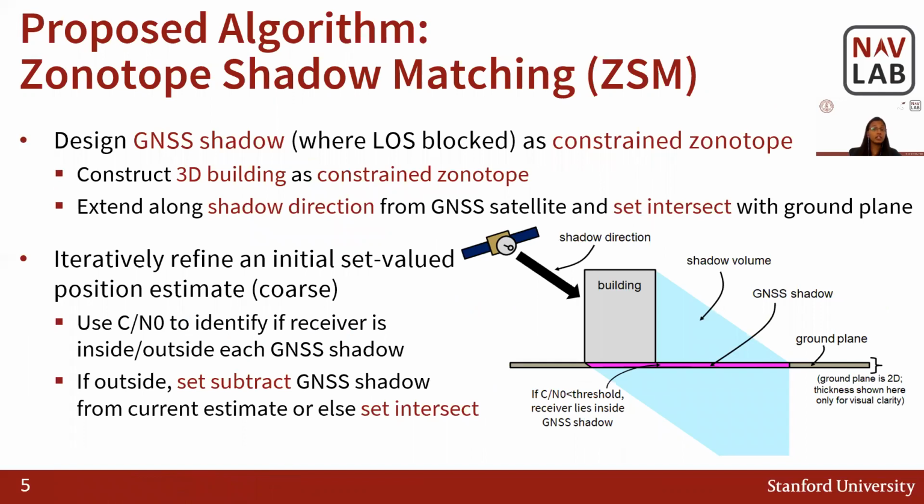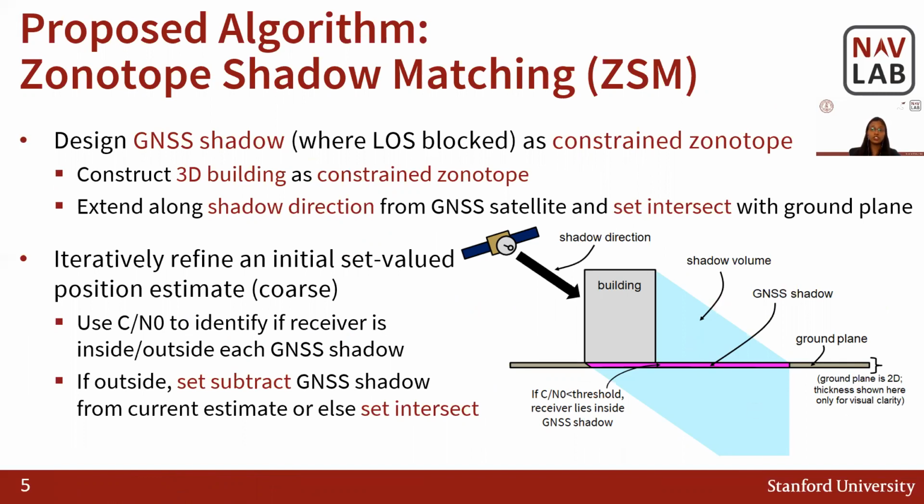We propose a set-valued approach in this work known as zonotope shadow matching, in short known as ZSM. In this, we design GNSS shadow using zonotopes where, if you recall from earlier, GNSS shadow is the region where line of sight signal is blocked. A visualization of this ZSM concept is shown here.